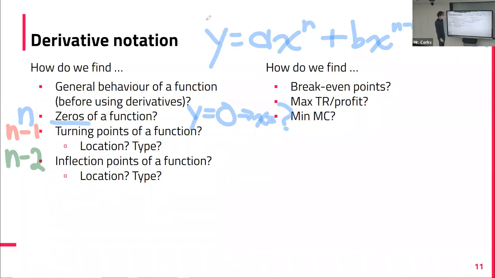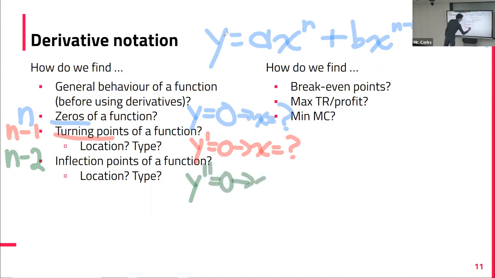How do we find turning points? First derivative equal to 0, and then solve for x. And then what about inflection points? Second derivative equal to 0 and solve for x. That will give us the locations of these inflection points and turning points.